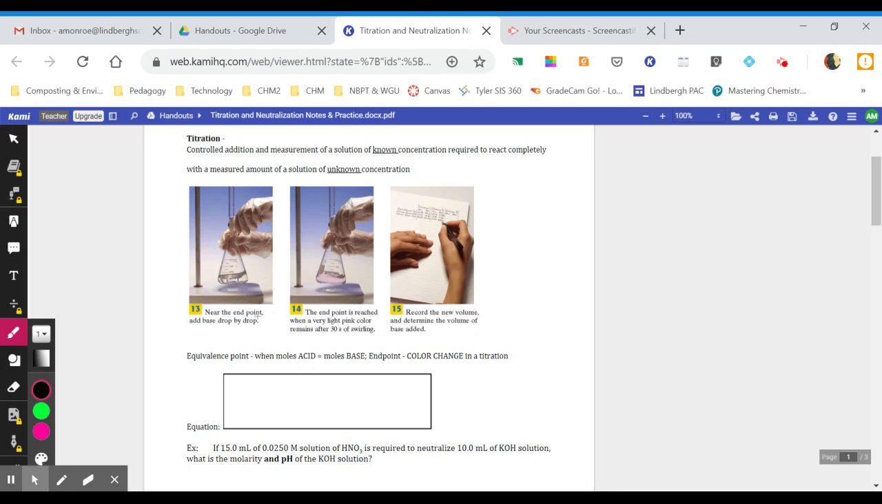So the end point is when you see the color change, and the equivalence point is when the moles of acid equal the moles of base. And so we can end up doing a calculation in order to figure that, and you'll see that in the next video.